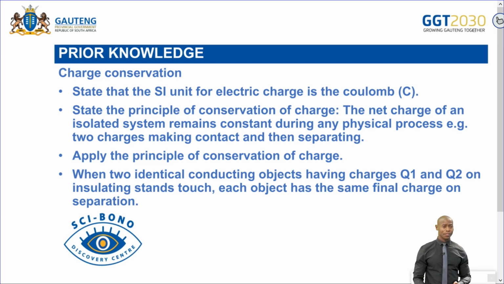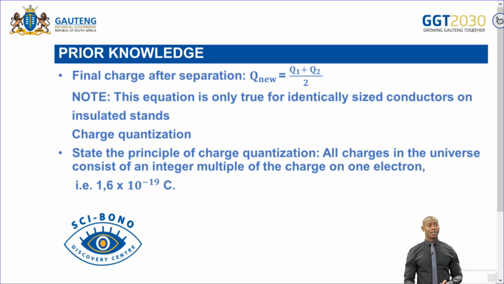Then another principle is the principle of quantization of charge. This is how we have to state it according to our examination guidelines: all charges in the universe consist of an integer multiple of the charge on one electron, right? So there are two principles here: the principle of quantization of charge, or the principle of charge quantization, and the principle of conservation of charge. Those are the two principles.